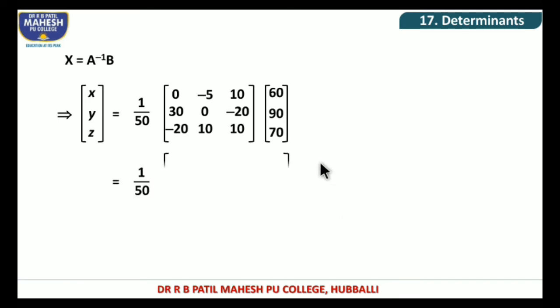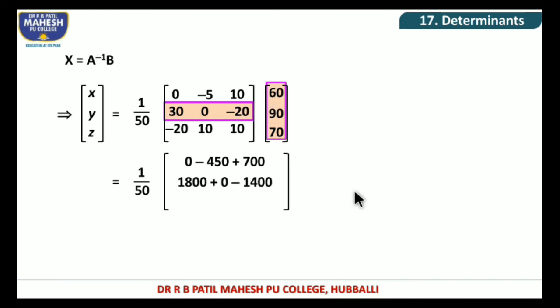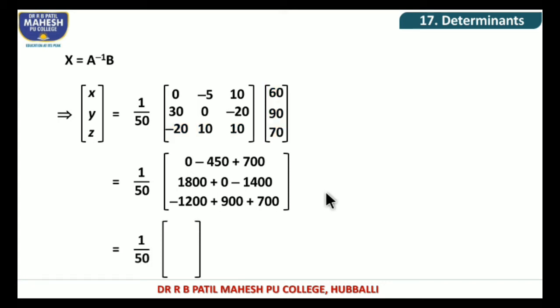Now we have 1 by 50 here, and we have to multiply these two matrices. Multiplying the first row and the first column, we have 0 minus 450 plus 700. Multiplying the second row and the column, we have 1800 plus 0 minus 1400. Similarly, the third row and the column, we have minus 1200 plus 900 plus 700. After simplifying, we have 1 by 50 into a column matrix with the elements 250, 400 and 400.